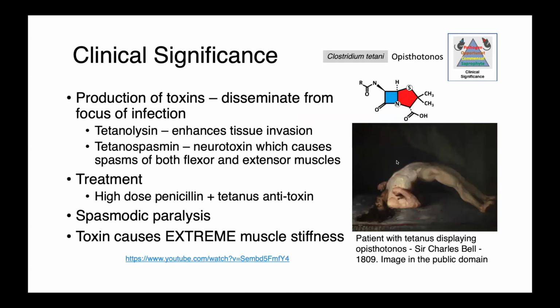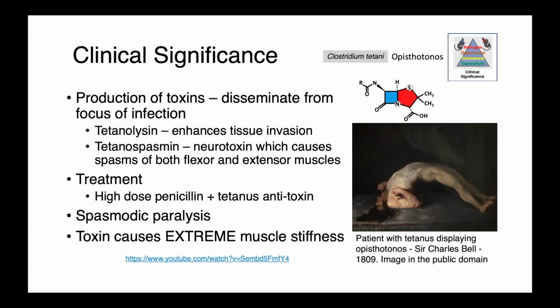So the disease caused by Clostridium tetani is due to this toxin production. And we have two key toxins that are involved: tetanolysin, which enhances tissue invasion and allows the actual multiplication of the organisms to progress, and tetanospasmin, which is a neurotoxin that's responsible for the extreme muscle stiffness of both the flexor and extensor muscles. We treat these infections using high-dose penicillin and tetanus antitoxin. It can be very, very expensive, so this may not be an option for our large animal species. And what we see clinically is spasmodic paralysis.